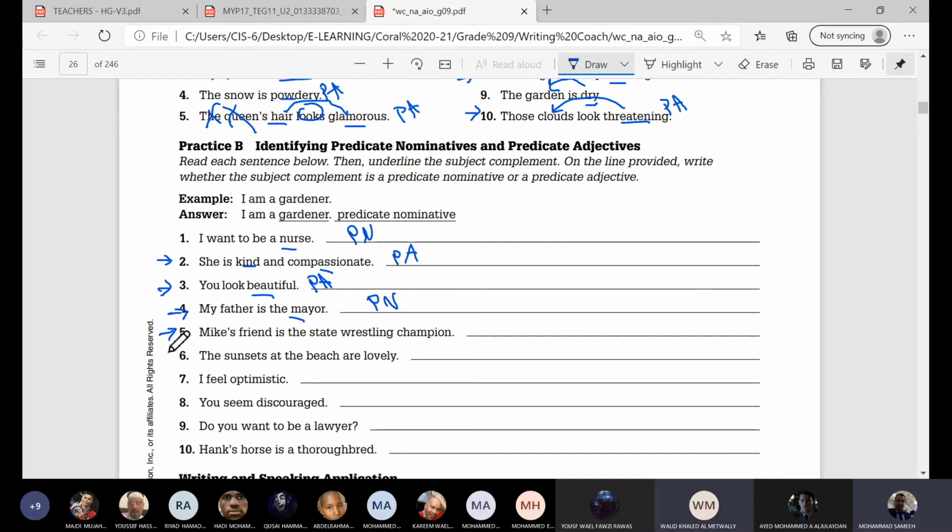What does nominative mean now? Noun or pronoun. If it's not a noun, it has to be a pronoun, like I, like he, like she, like you, like we, like they. One of these pronouns. We also call them predicate nominatives. It has to be a noun or pronoun. Okay, number 5. Riyadh, 5.